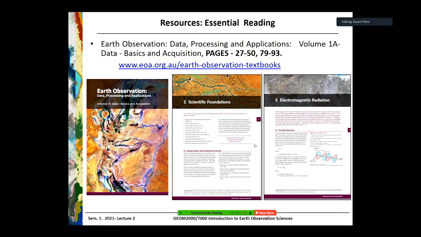Okay, the readings for this week. So 2 sections out of one of the online texts. So the scientific foundations of how remote sensing works. Please read through that. And then also the section on electromagnetic radiation. So both of those are designed to be highly complementary to what I present. They'll fill in the gaps in between and give you more examples, both in Australia and overseas in that context. So if you haven't already, please download the text and have a look at it.